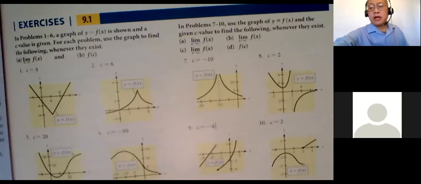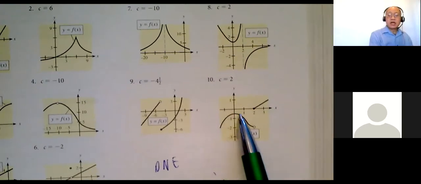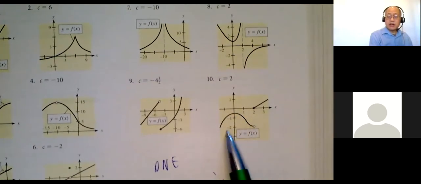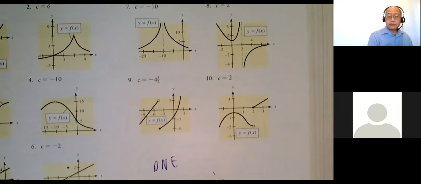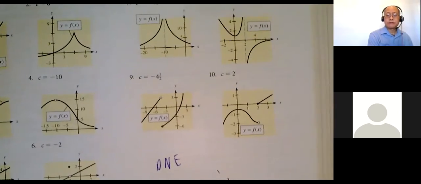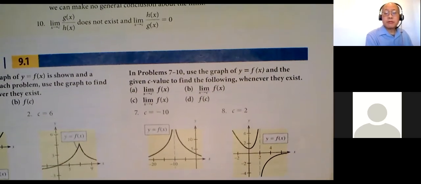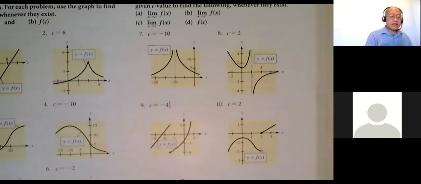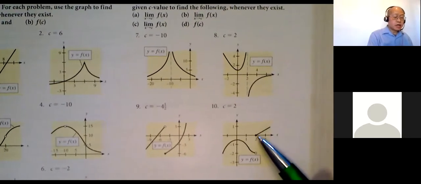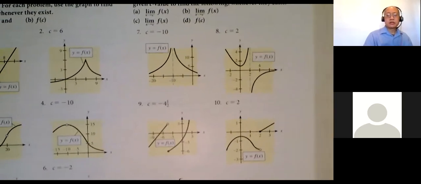Okay, so let's take a look at number 10. As I approach 2 from the left side, coming this way, the y values are down here. So where's here? Negative 2. So 10a is negative 2. For 10b, we're coming only from the right side. So I approach x equals 2 from the right side, I'm over here. Where's here? 0. So 10b is 0.